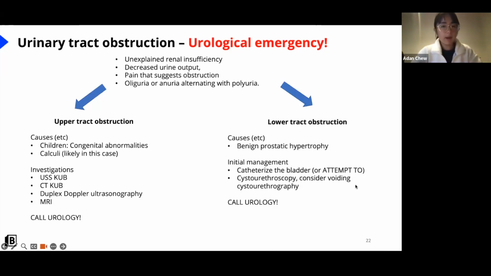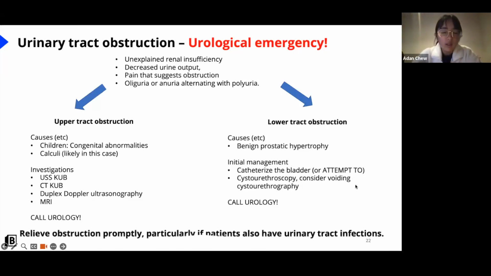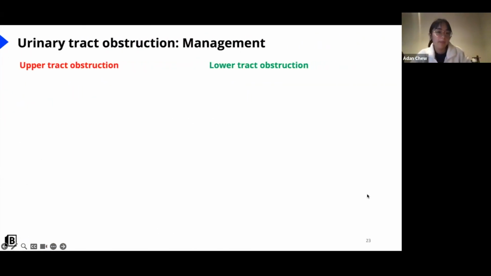Okay, so we'll talk about the management now. Obviously, the aim of the management is to relieve the obstruction promptly, especially if patients have UTIs. So for upper tract obstruction, the principle would be using the Seldinger technique, which is where a lot of medical surgical management comes from. It involves insertion of a guide wire and then a tube over it, so you can guide the insertion of the tube into the right place.